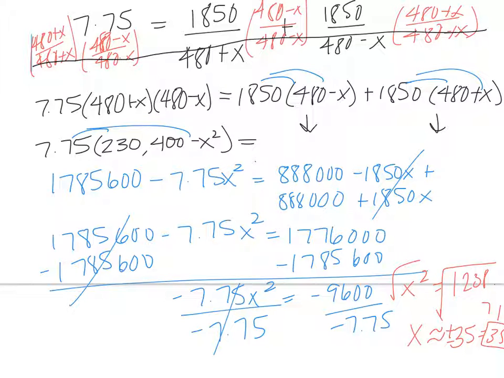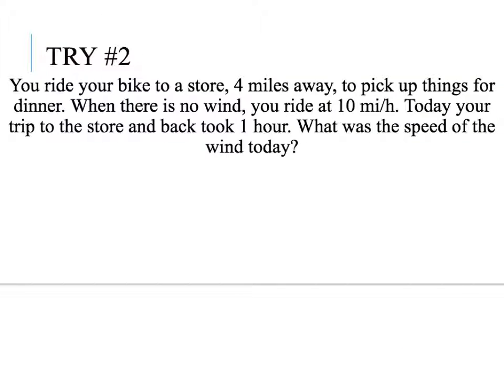So we are going to try another problem. All right, it says you ride your bike to the store 4 miles away to pick up things for dinner. When there is no wind, you ride at 10 miles per hour. Today, your trip to the store and back took 1 hour. What was the speed of the wind today?